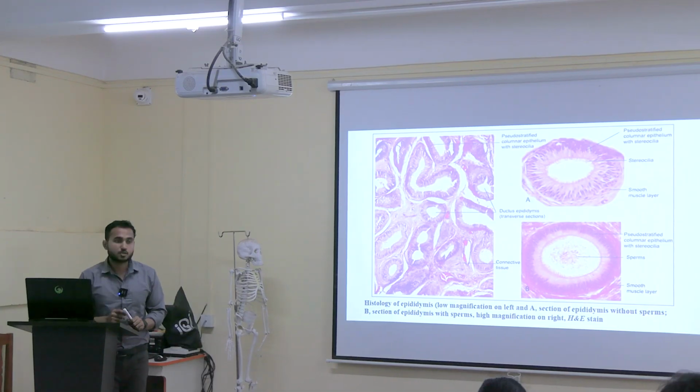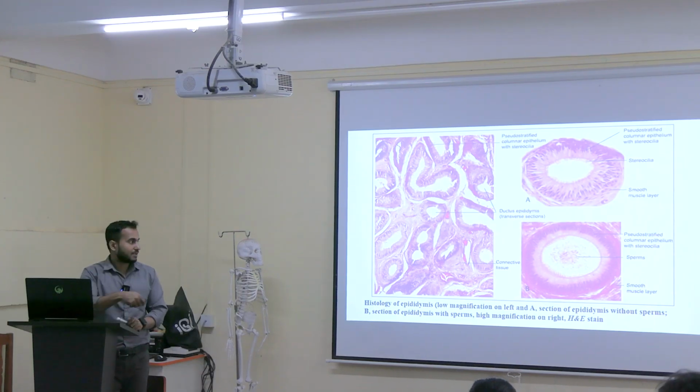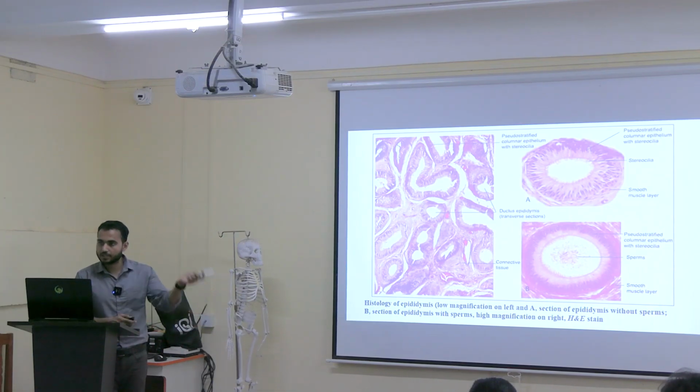Yes, very good. Smooth muscle layer. See, this smooth muscle layer is not there in the testis, but here it is present. Okay, so these are two important differences, and based on that we can easily identify. Another thing you can say is that Sertoli cells are not present over here. That you can also add. Sertoli cells are not present here, but in the testis they are present.